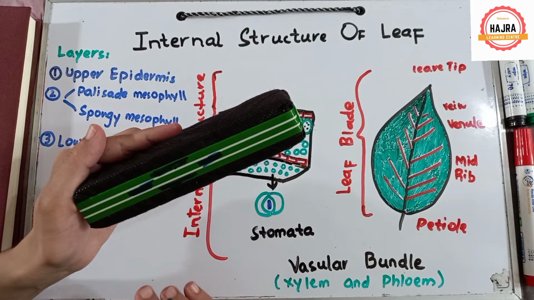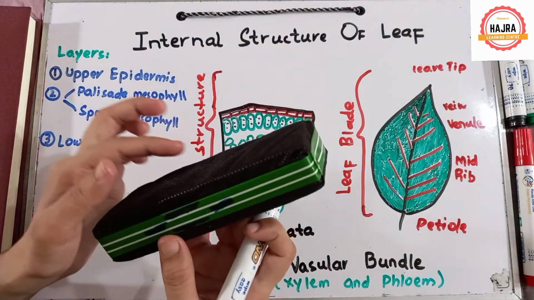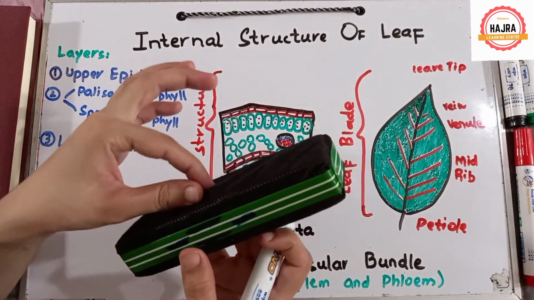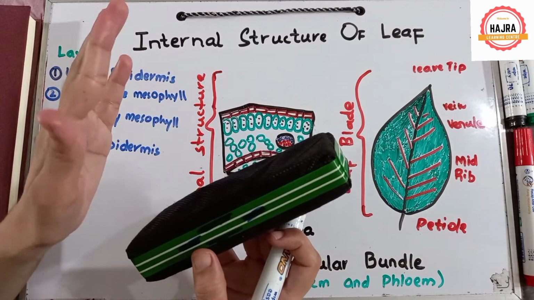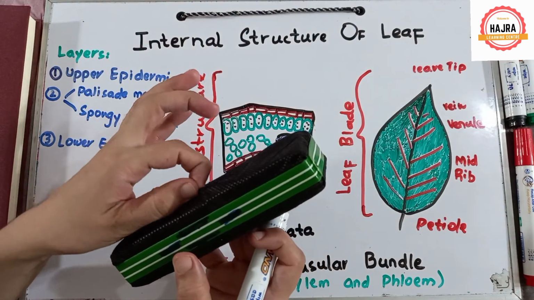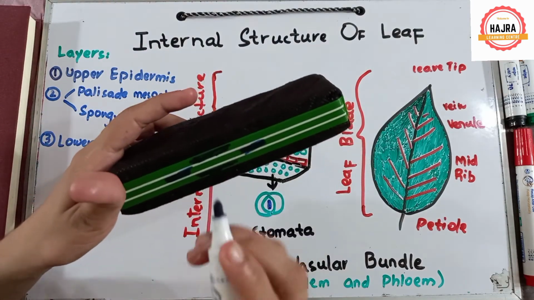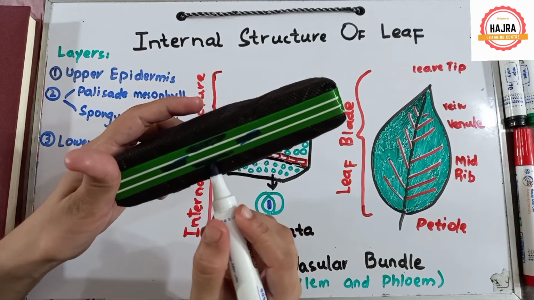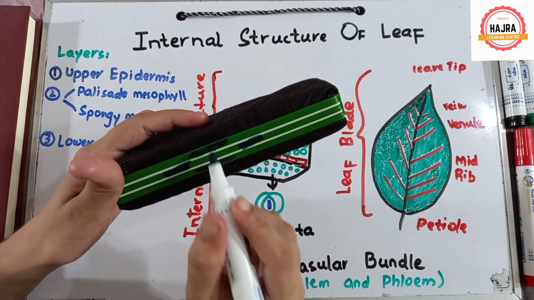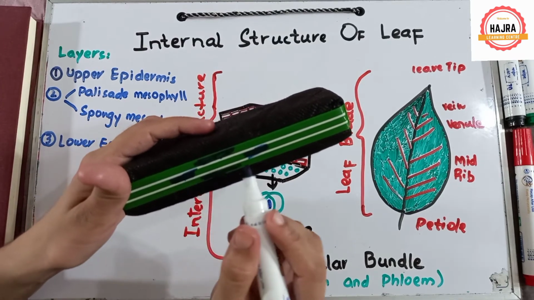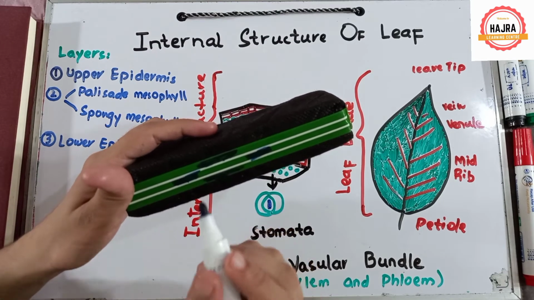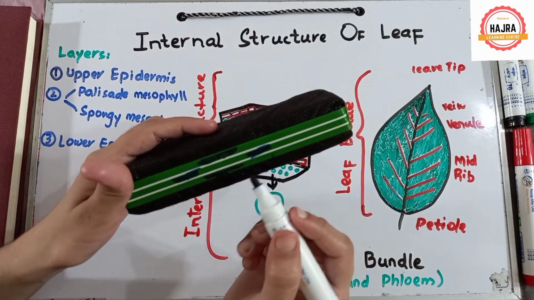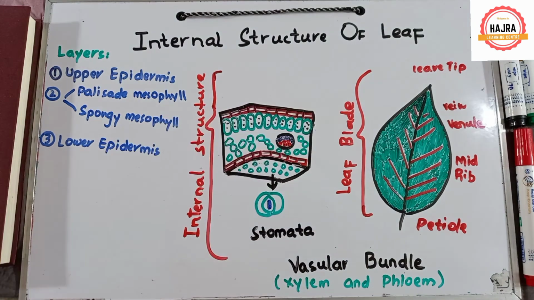How many layers are in leaf? The first layer is the cuticle layer, present on both sides of the leaf, upper side and lower side. Then upper epidermis, then lower epidermis, and in between them there is palisade mesophyll plus spongy mesophyll. Let's study them one by one.